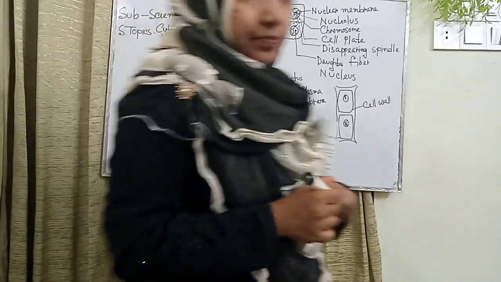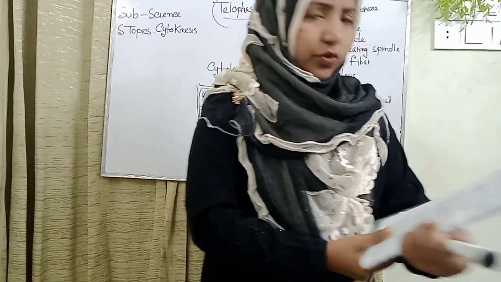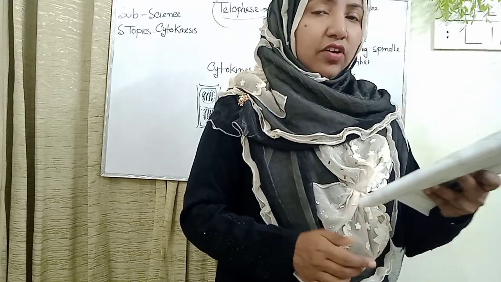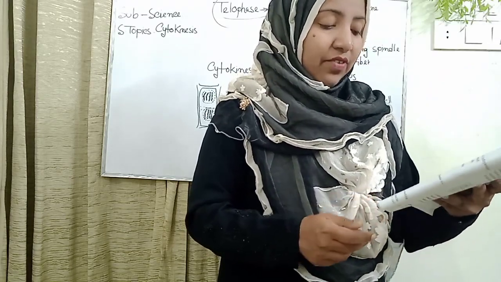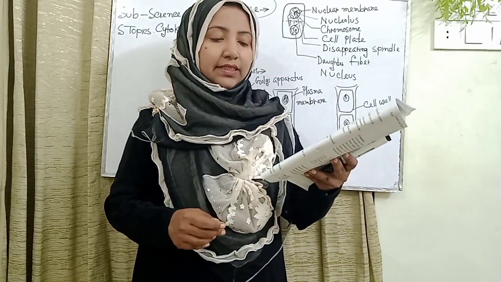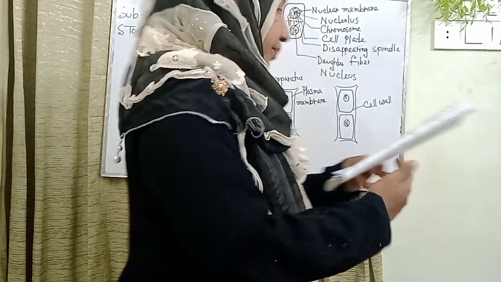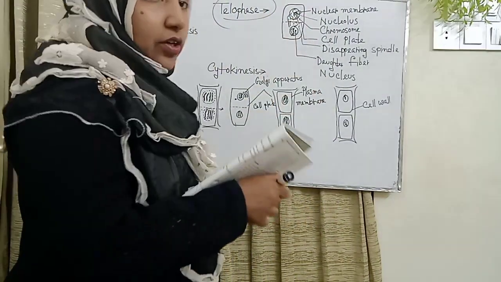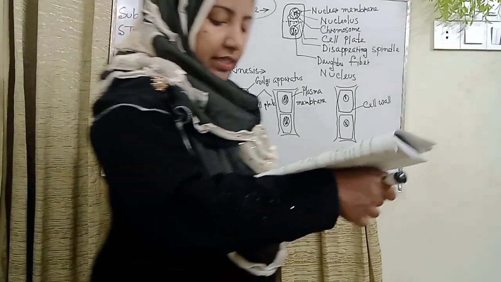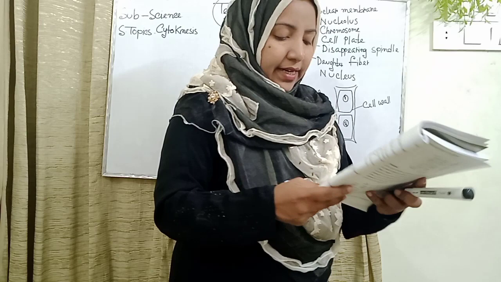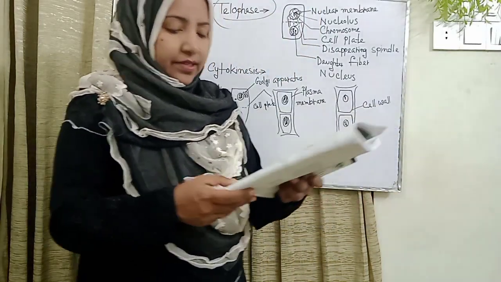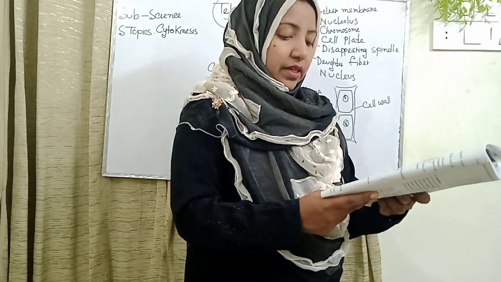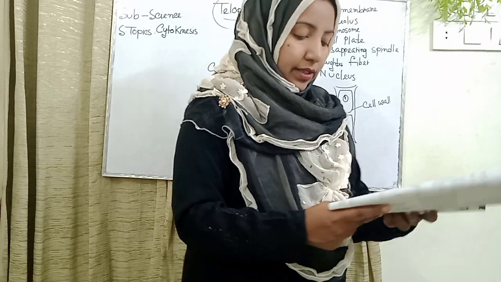Now, my dear students, please everyone see the books. What are the characteristics of the telophase? Telophase is the last stage of mitosis. First, the daughter chromosomes reach their opposite poles. This chromosome's other name is the daughter chromosome. Second, the spindle fibers disappear and the chromosomes lose their identity, reverting to a diffuse chromatin network.